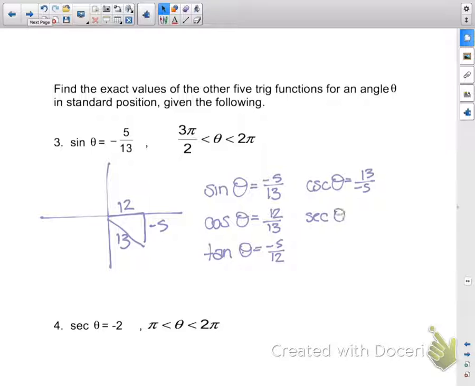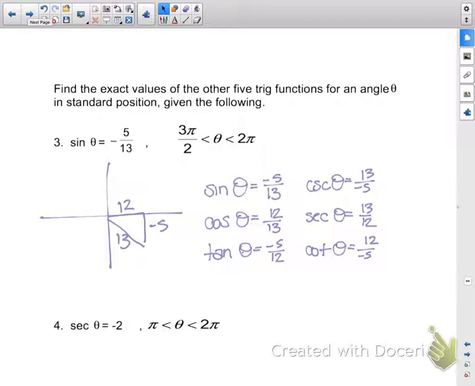Secant flips cosine. And tangent, or cotangent, flips tangent. Any issues with that one? All right, last one like this, and then we're briefly talking a little bit more about your unit circle.